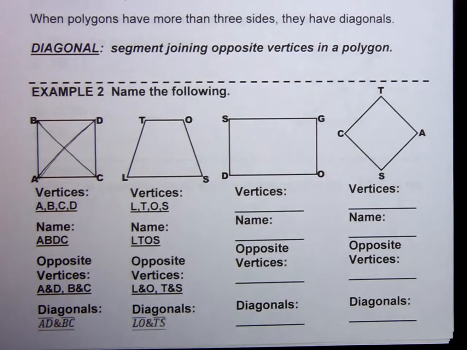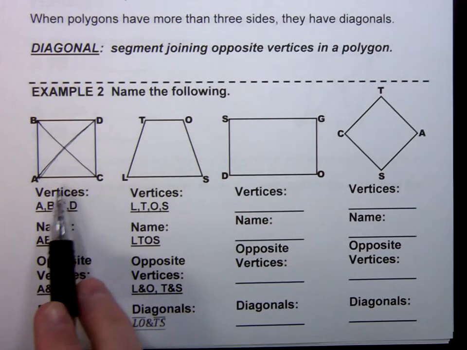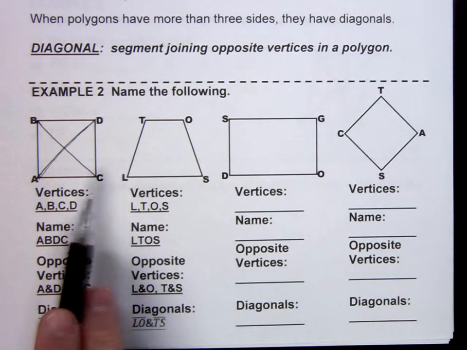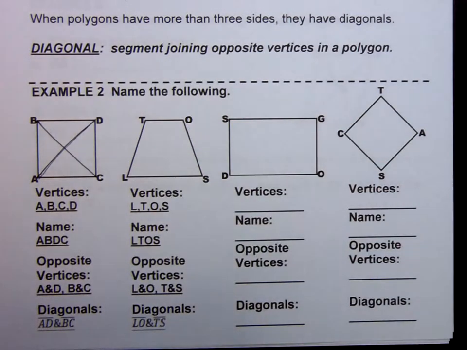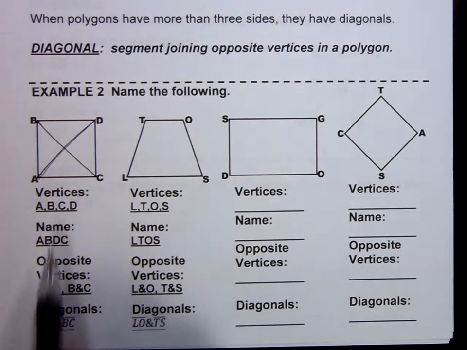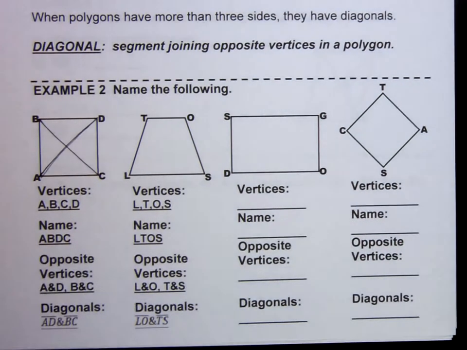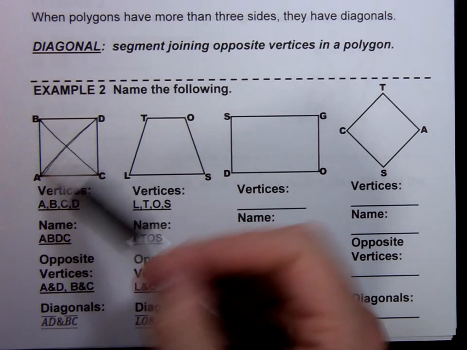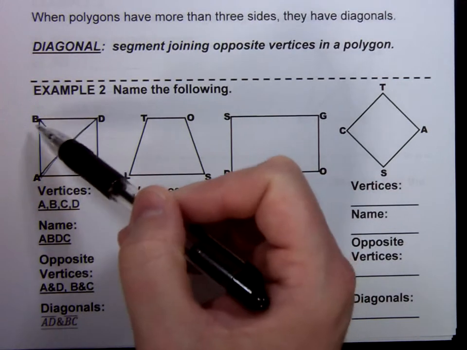Now notice we didn't put a symbol out here in front because this is a quadrilateral, but we don't know it's a parallelogram. We don't know that the opposite sides are parallel to each other. So no parallelogram symbol, you just put the 4 vertices when you're naming the quadrilateral. And the opposite vertices A and D, and opposite vertices B and C.